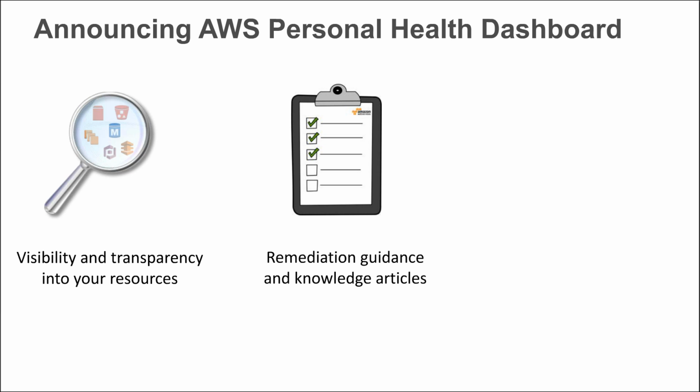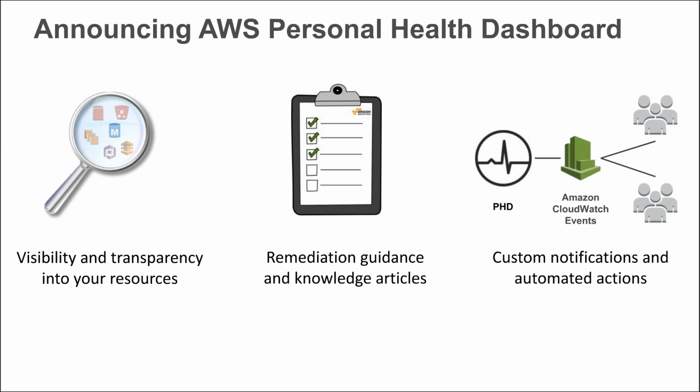Not only will the Personal Health Dashboard provide information about events impacting customer resources, but also remediation guidance where applicable so that customers can resolve the issue. For resource-specific events, you will be provided with deep links to take the remediation actions in the respective service consoles. The dashboard will also surface remediation steps by providing links to relevant knowledge articles and AWS service documentation that is familiar to customers.